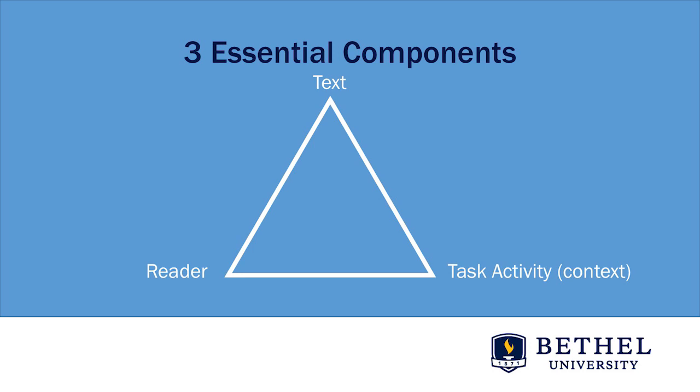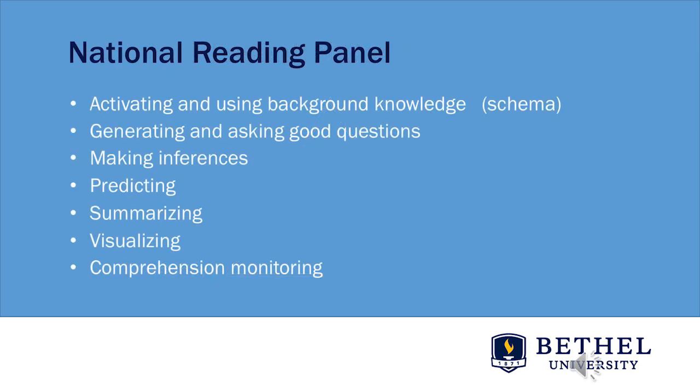The National Reading Panel looked at many comprehension research studies and found specific ways to address comprehension. The National Reading Panel specifically addressed the importance of teaching comprehension skills that are needed for both narrative and expository text. The 7 strategies they recommend teaching students to use include activating and using their background knowledge, also called their schema, generating and asking good questions, making inferences, predicting, summarizing, visualizing, and comprehension monitoring. These strategies are explained on the following slides.